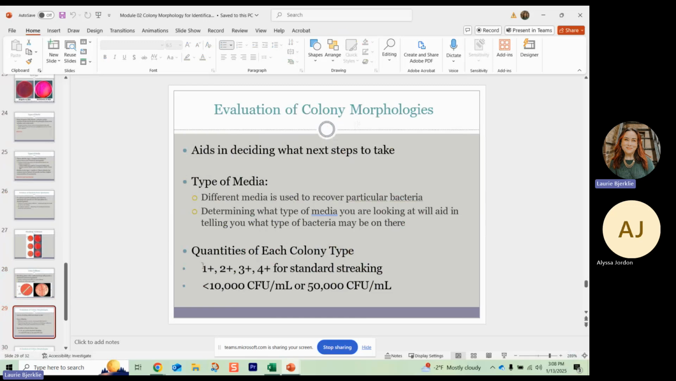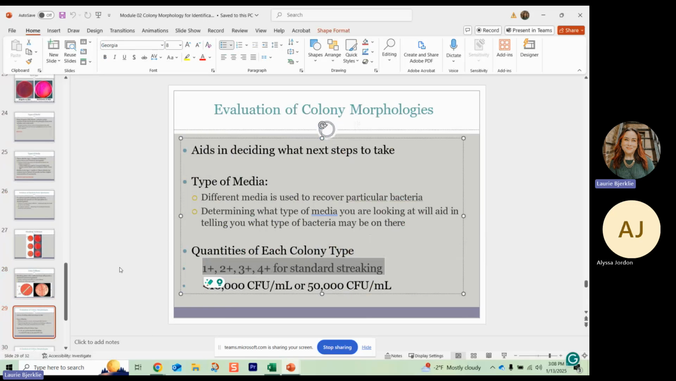So basically, if it's just the standard streaking of 4 quads, when you look at it to report out how much has grown, if it only grew in the primary, it's a 1+. If it grew to the secondary quad, it's a 2+, to the third, 3+, to the fourth, 4+. And then you describe the colonies. Oh, I see 3+ medium grays. You describe what you're seeing.